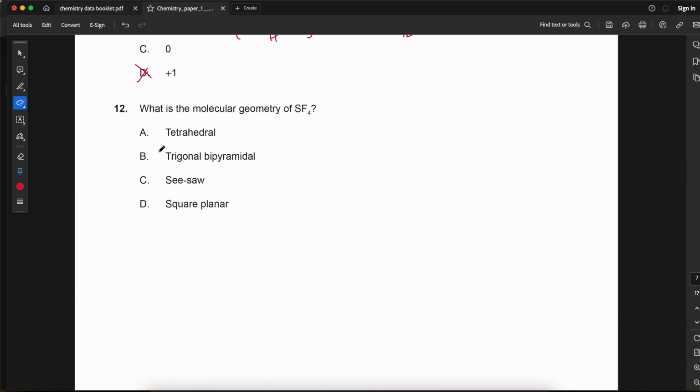What is the molecular geometry of SF4? SF4, so 4 electrons, S comes from group 6, so there are 2 more electrons here, so the domain is 5, therefore the molecular geometry is seesaw.